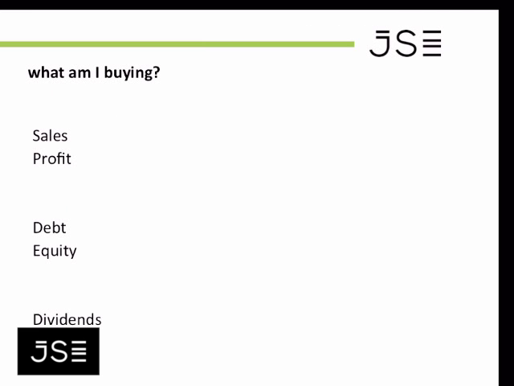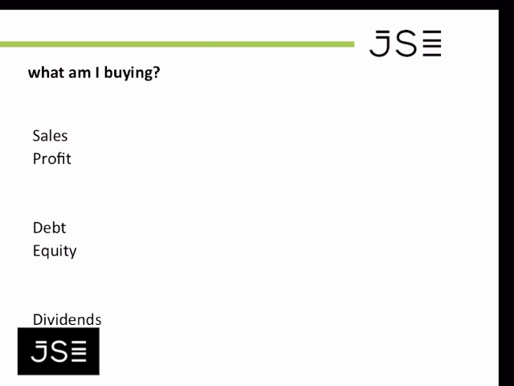Firstly, what am I buying? And secondly, how much am I paying for it? So looking at financial statements, you'd want to look at 5 things as a start. So sales, profit, debt, equity, and dividends.